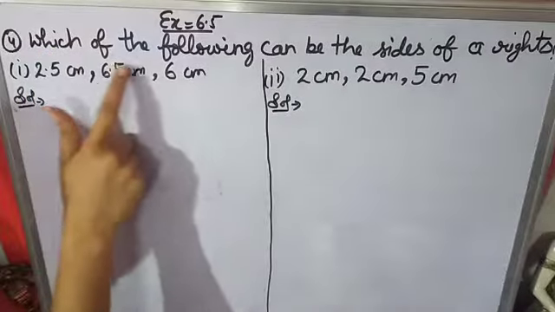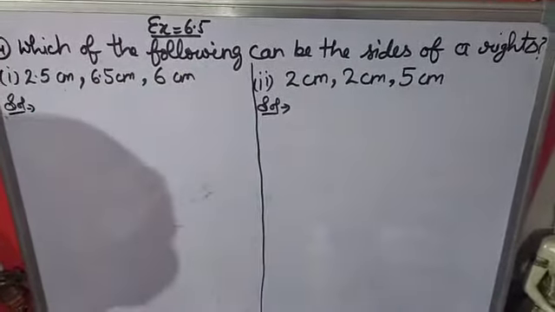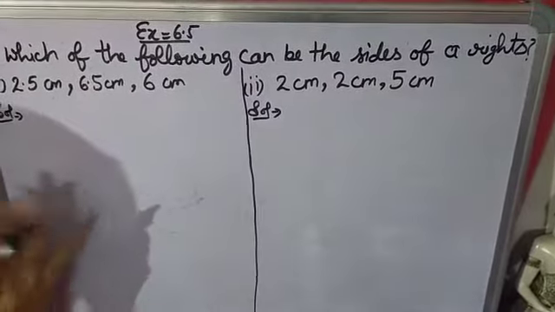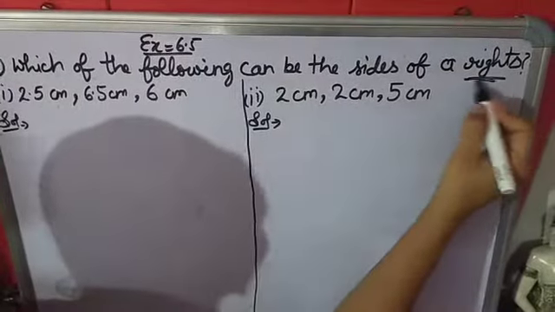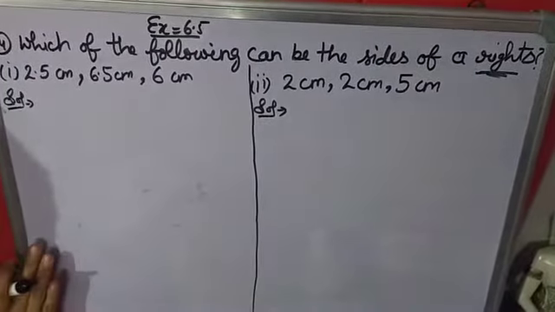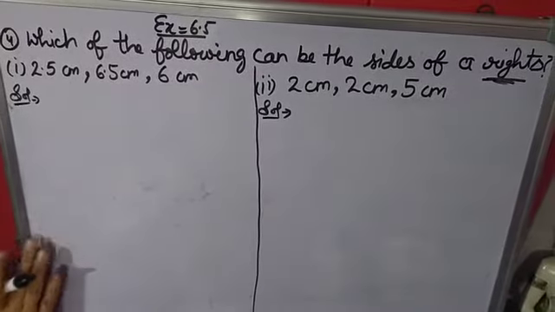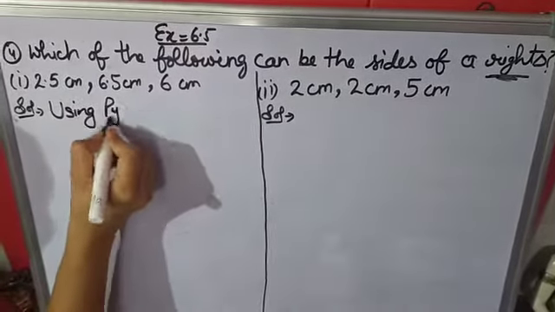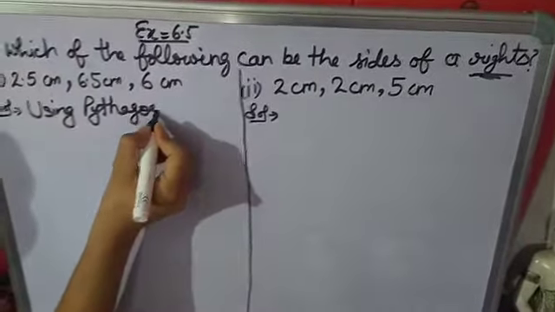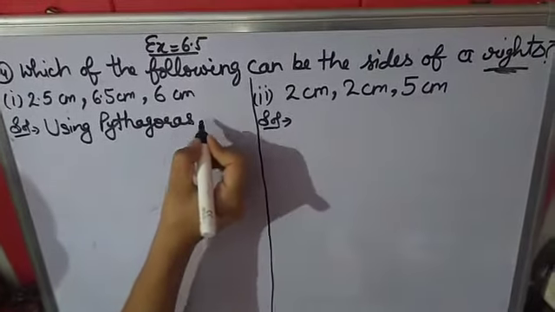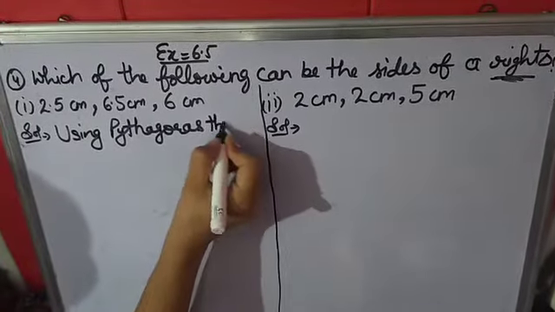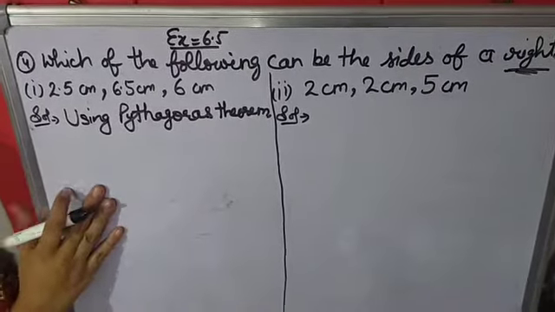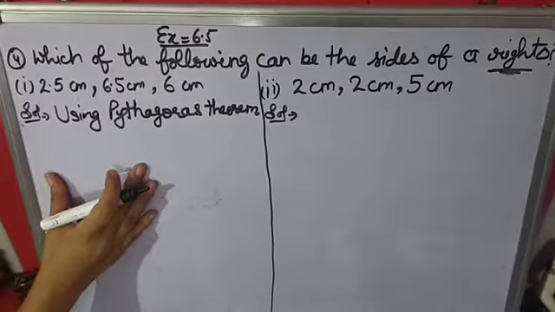In this question, which of the following can be the sides of a right triangle? Now you have to tell whether these are the sides of a right triangle or not. Now he is asking for a right triangle, so for a right triangle, we will use the Pythagoras property, or Pythagoras theorem. So according to the Pythagoras theorem, what is the Pythagoras theorem?